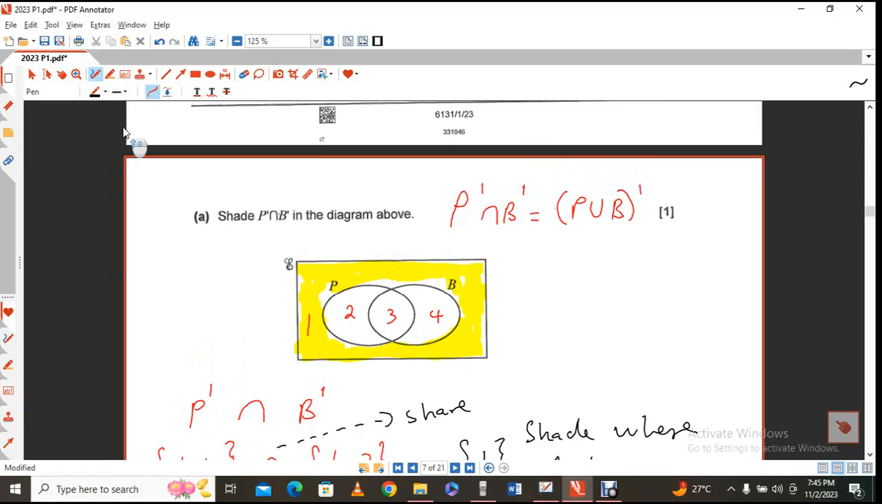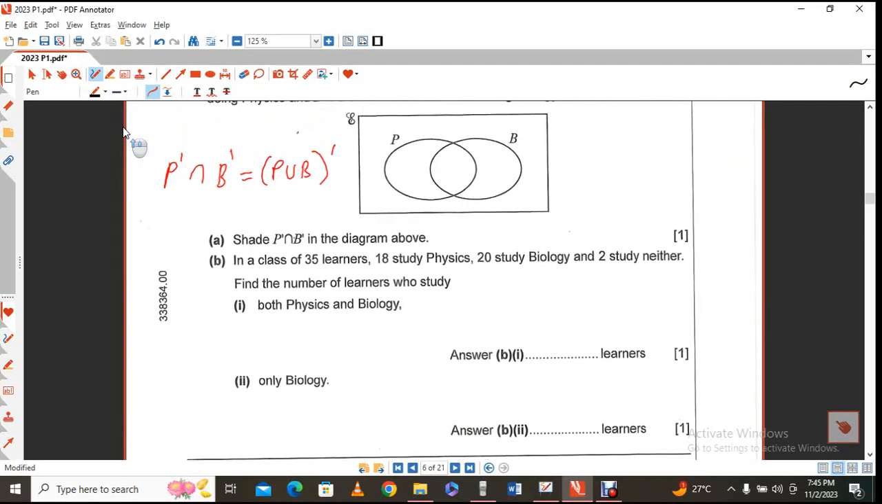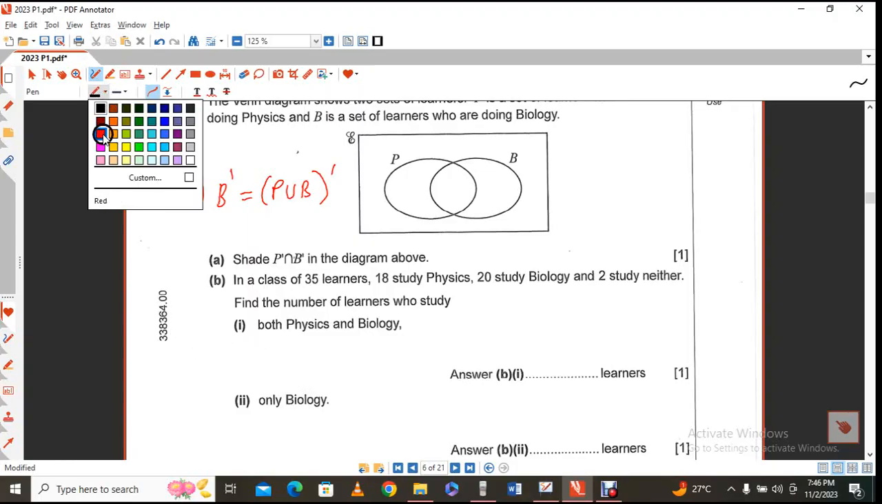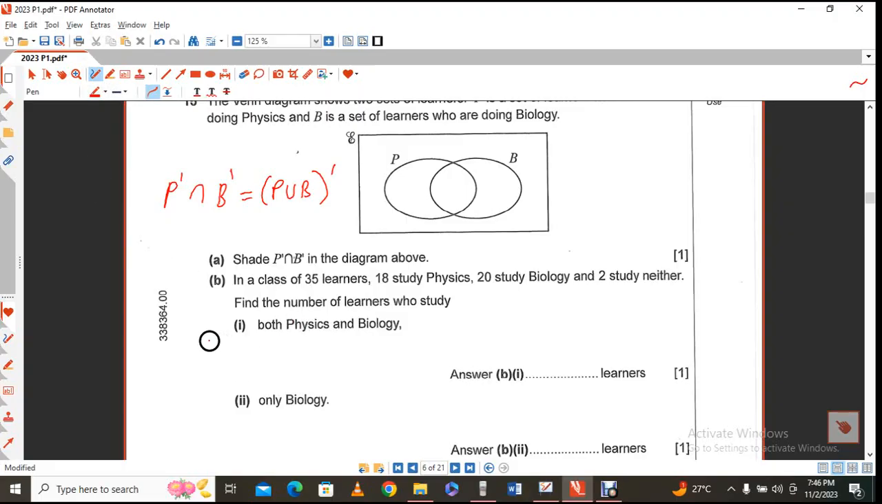All right, so let me go back to the question that was for 1 mark. The question then says, in a class of 35 learners, 18 study physics, 20 study biology, 2 study neither. Right, they say find the number of learners who study biology only. Now this is what I advise you to do. Add all the values: 18 plus 20 plus 2, because it's not within that. Add all the values, and then subtract them from the universal set, subtract them from 35. And if you do that, you're going to get 5 as an answer.